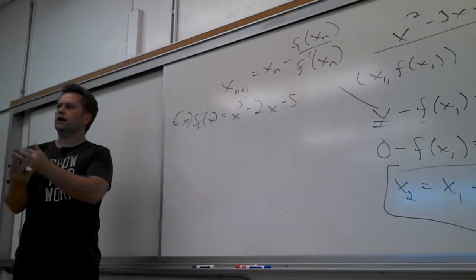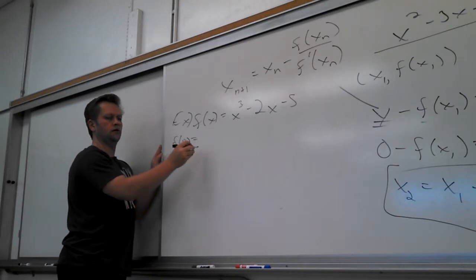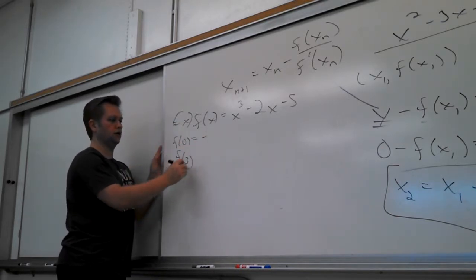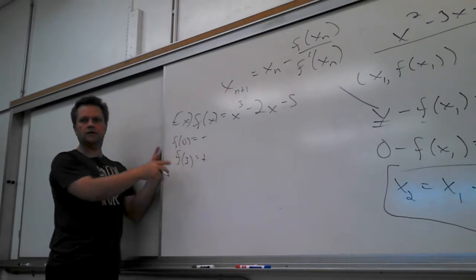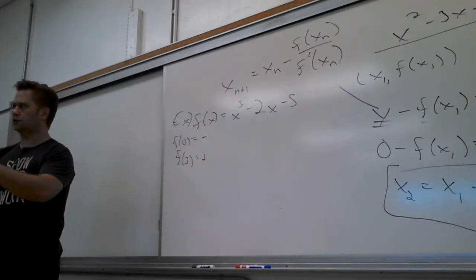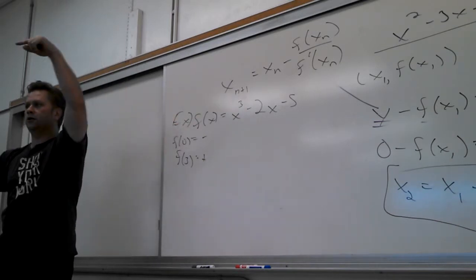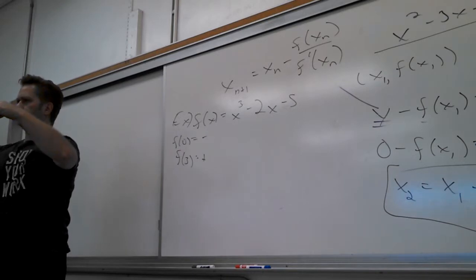Now, to get a good guess, what is f of 0? Negative 5. It's negative. And what's f of, I don't know, what's going to work here? 3. 27 minus 6 minus 5. So it's positive. So somewhere between 0 and 3, there's a root. Are you guys cool with that? Because if it's negative and then it's positive and it's a continuous polynomial, it's got to go through 0. That sounds like a theorem we talked about before.